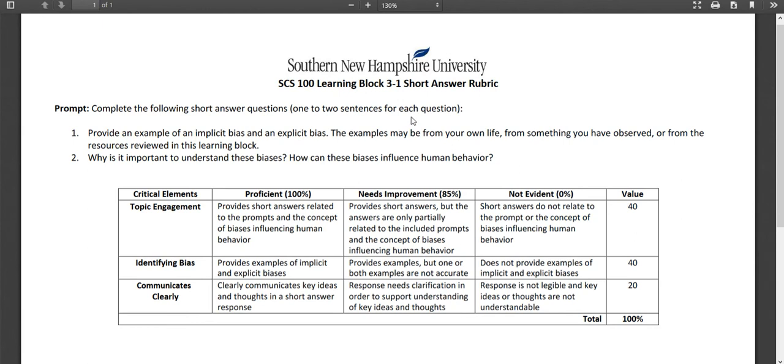So it's not a very difficult assignment. You're going to take just a couple sentences, provide examples of implicit and explicit bias, and explain why it's important to understand the biases and how biases can influence human behavior. So you're going to give a why and a how, as well as one example of implicit and one example of explicit bias. If you have any questions, please let me know. I'm looking forward to seeing your assignments.